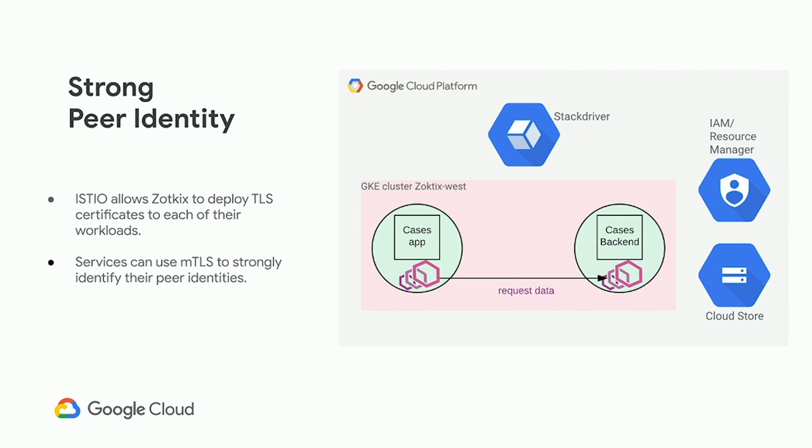We also look here at how Istio can enhance security of service-to-service communications. In particular, Istio allows Zotkicks to deploy TLS certificates in each of their workloads. So services can now communicate to each other using mutual TLS to strongly identify their peer identity.